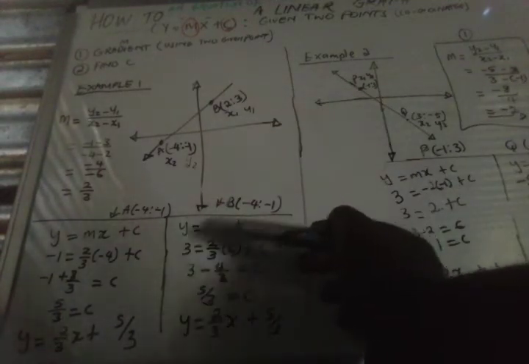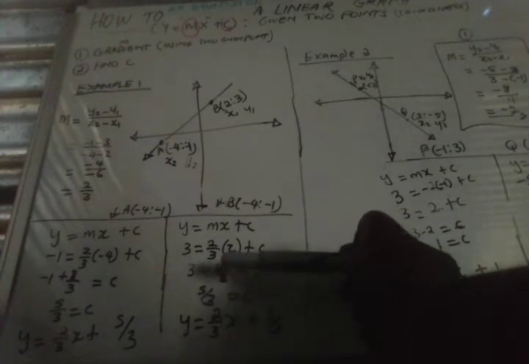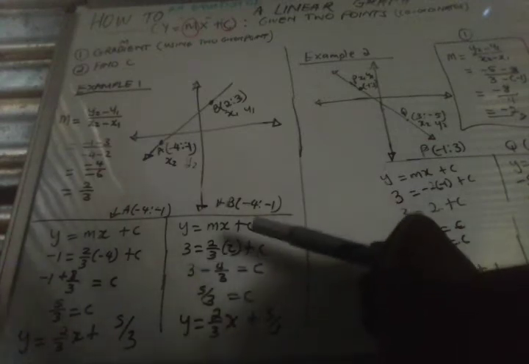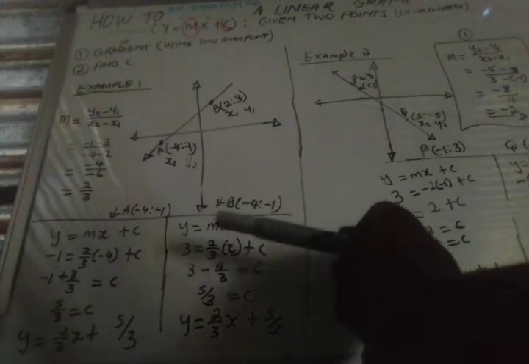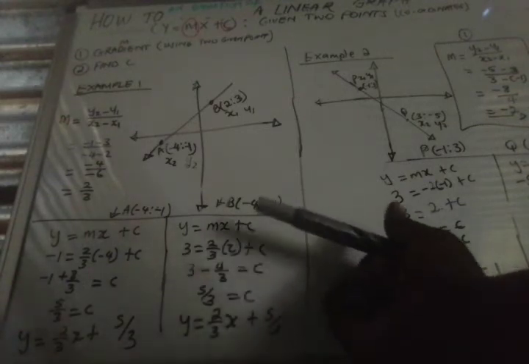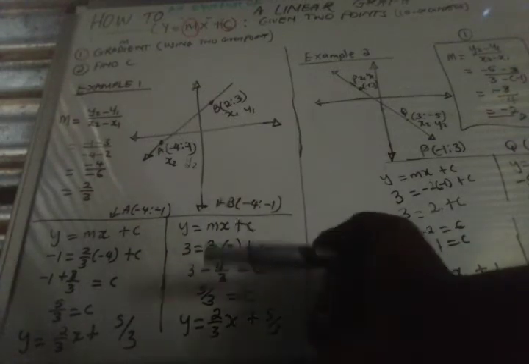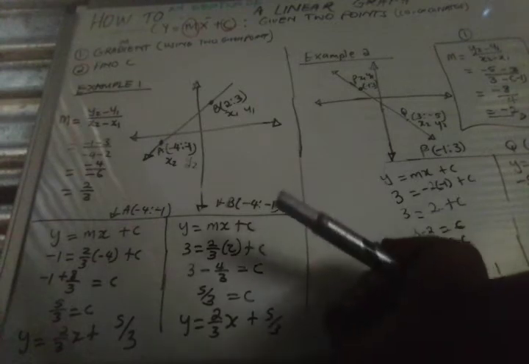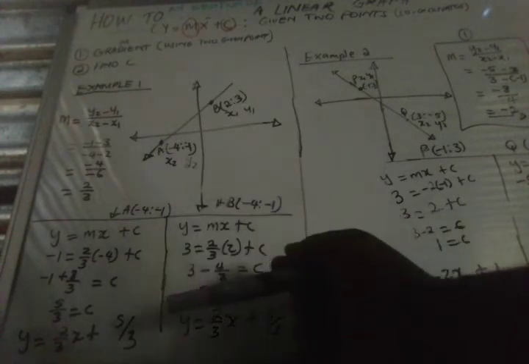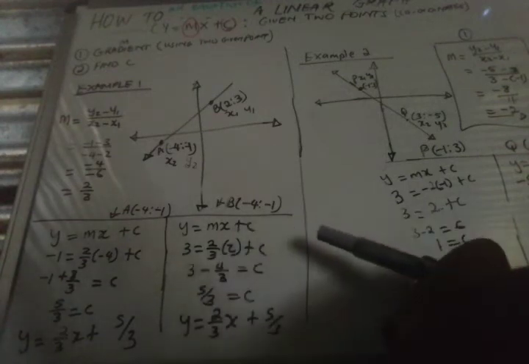I would substitute them here, and I would still end up with a C of 5 over 3. So what this is meant to show you is that regardless of the coordinates that you use together with the gradient, you'll still get the same C. So in a test or an exam situation, you can choose either of them. You still get the same answer.